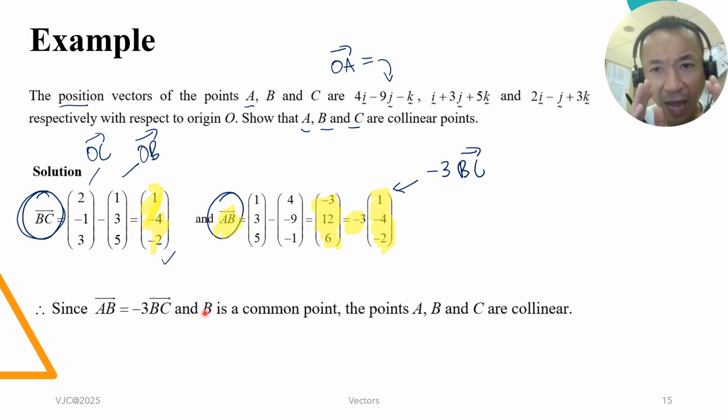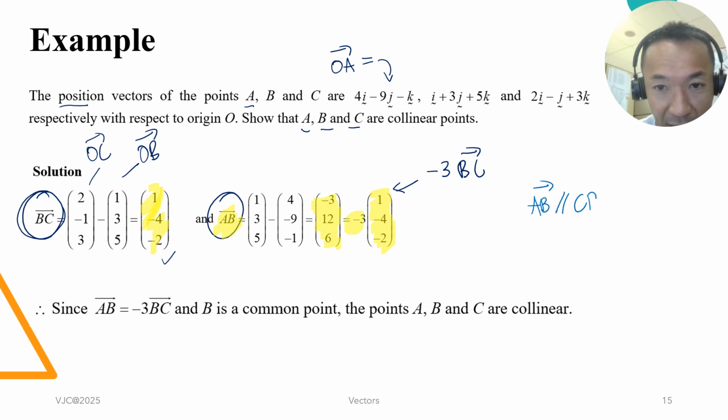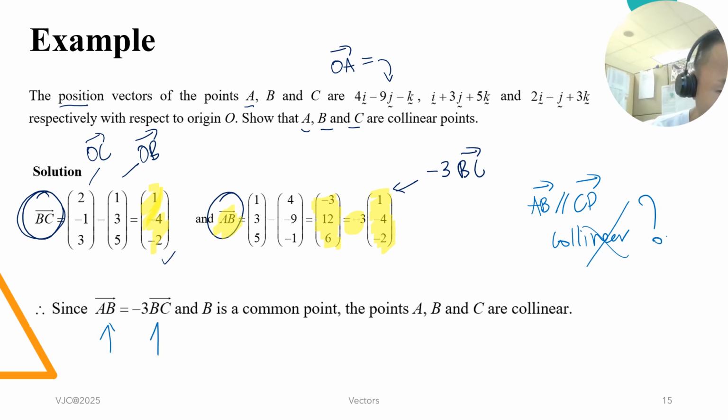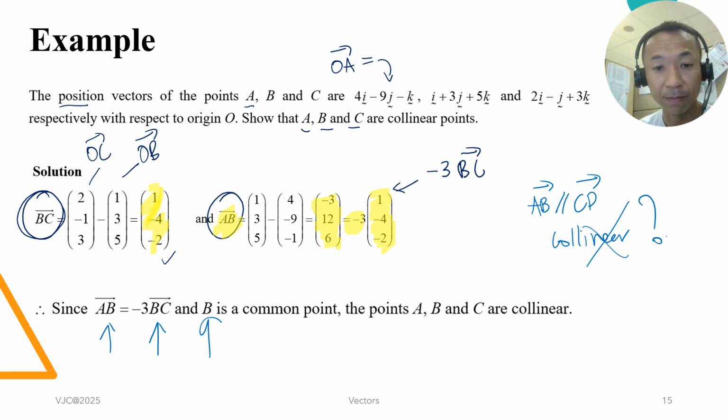I just want to emphasize this point about writing that B is a common point. Without this, you cannot show collinearity. I'll give an example again. If I say AB is parallel to CD, then what is collinear? Nothing is collinear. There's no collinearity here. But if I can say that there is a common point B, then of course there are 3 points that are collinear. That's that.